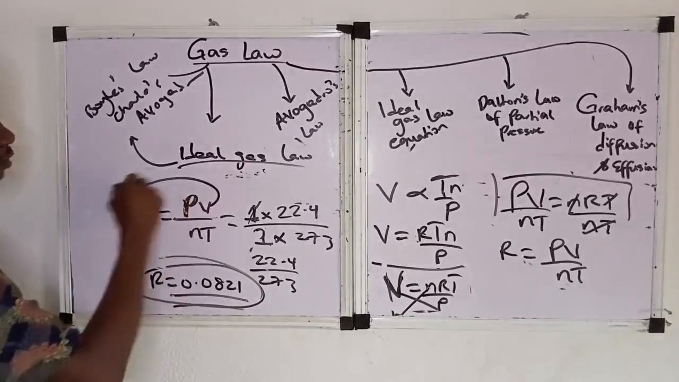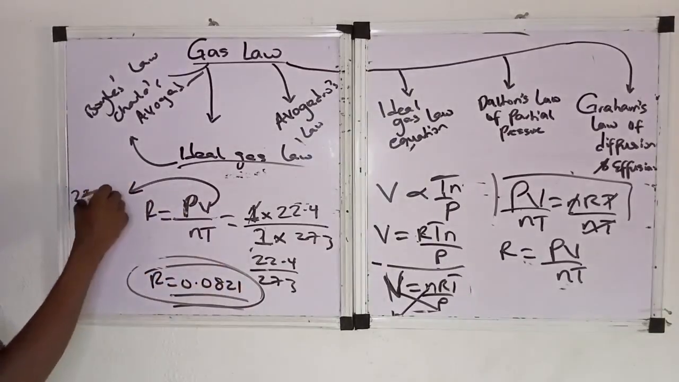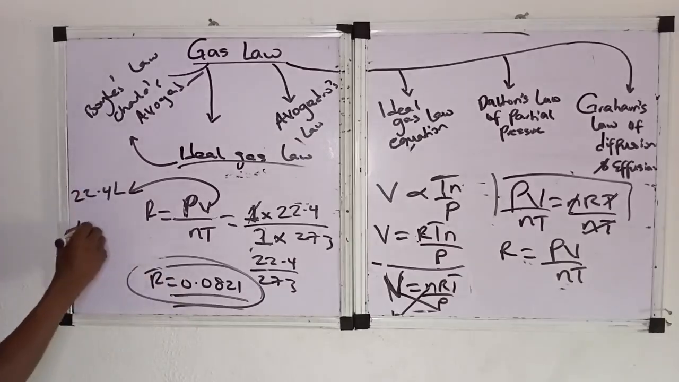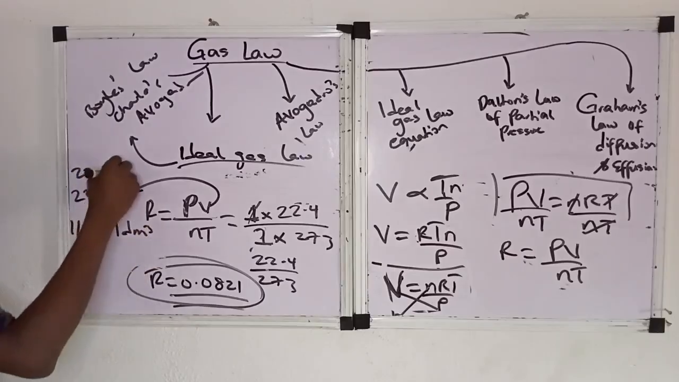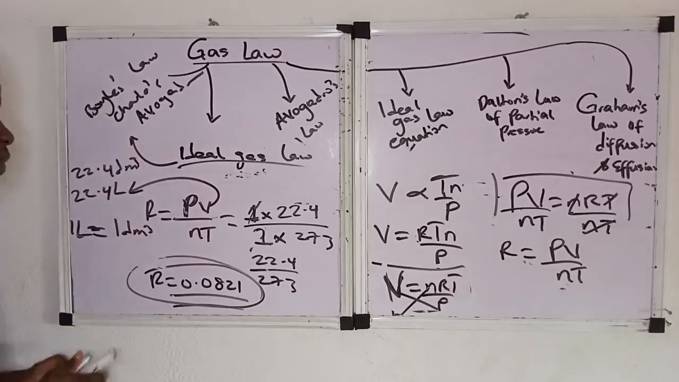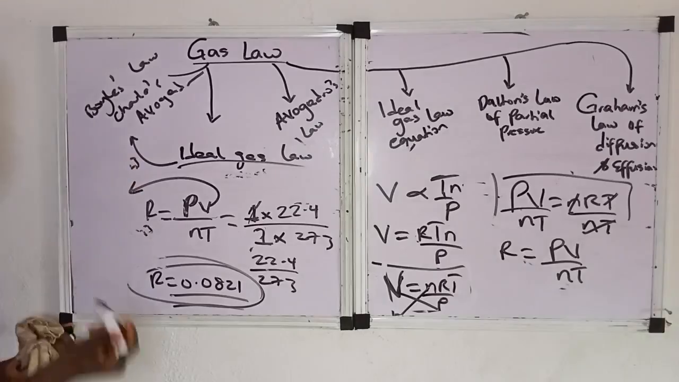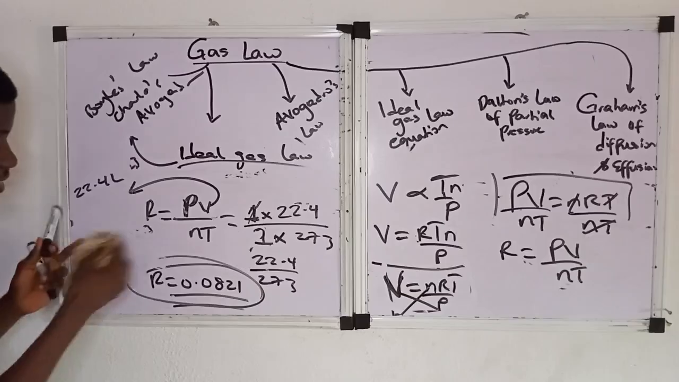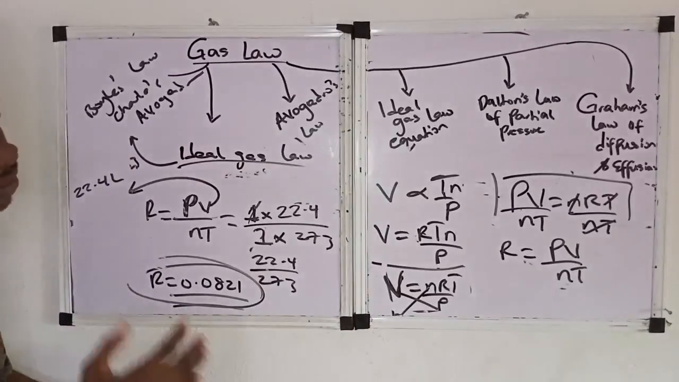Then this volume is known as the molar gas volume. Molar gas volume is equal to 22.4 liter. Remember, I told you that 1 liter is equal to 1 dm cube, so it can also be 22.4 dm cube. But we are working with liter. So 1 molar gas volume is equal to 22.4 liter, and the gas constant is equal to 0.0821. That is just it.